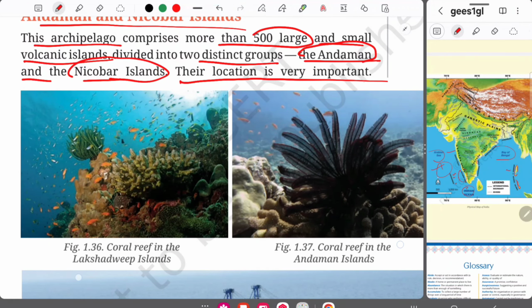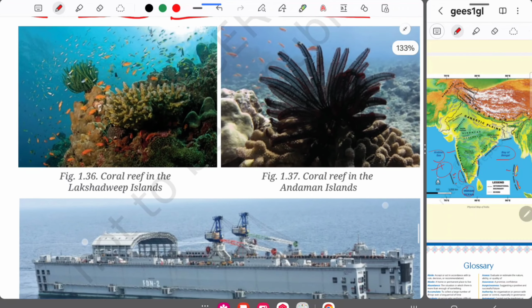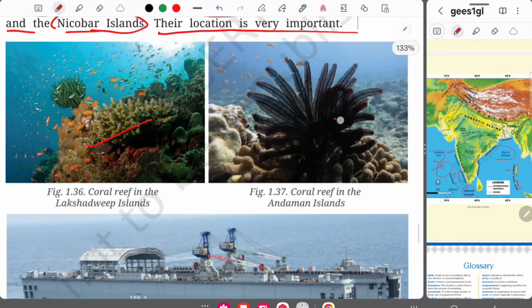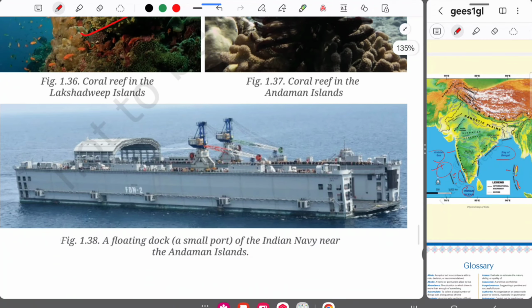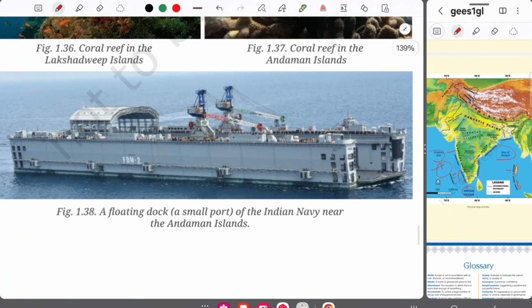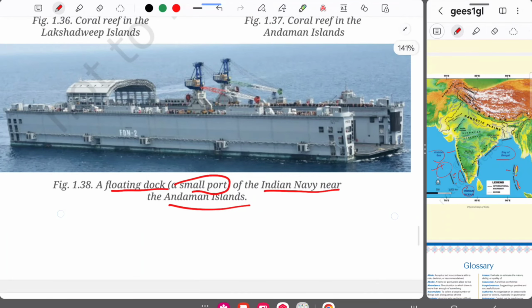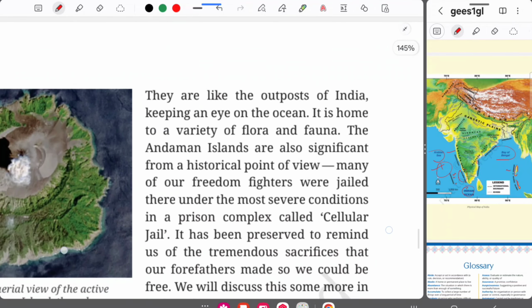And here you can see beautiful images of coral reefs in the Lakshadweep Island, and on the right side we have coral reefs in the Andaman Islands, inside the sea water, inside the ocean. Here is another image of a floating dock, a small port of the Indian Navy near the Andaman Islands. So let us continue.